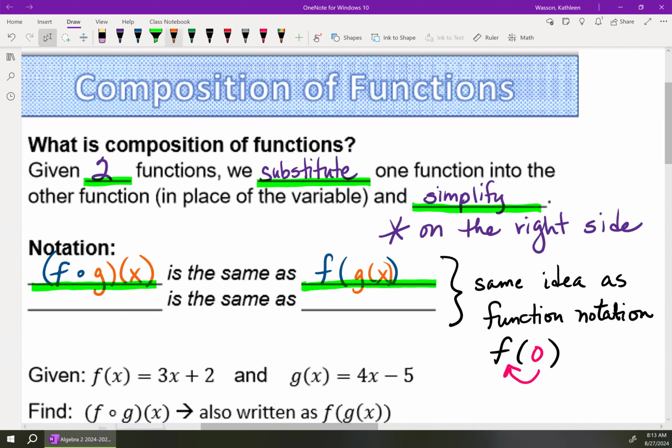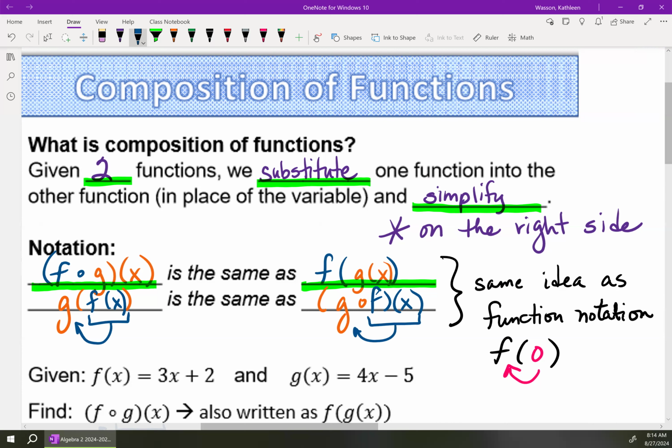I could also ask for g of f of x, where I'm substituting f of x into the g equation. You could also write that as g of f of x. So two different formats, same meaning.